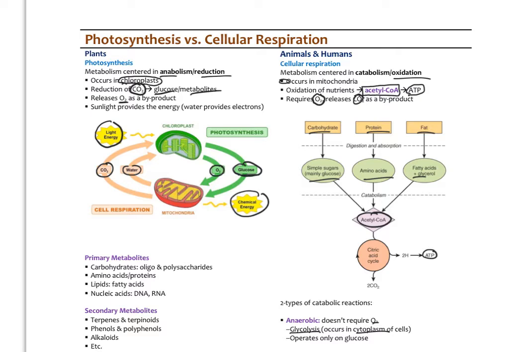But essentially, we can think of all the chemical ATP energy and everything else in our body as coming from sunlight, ultimately.